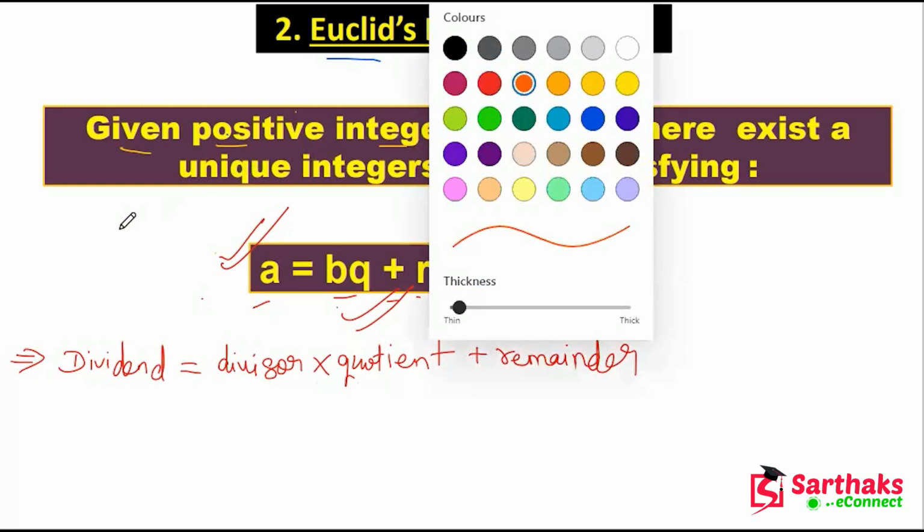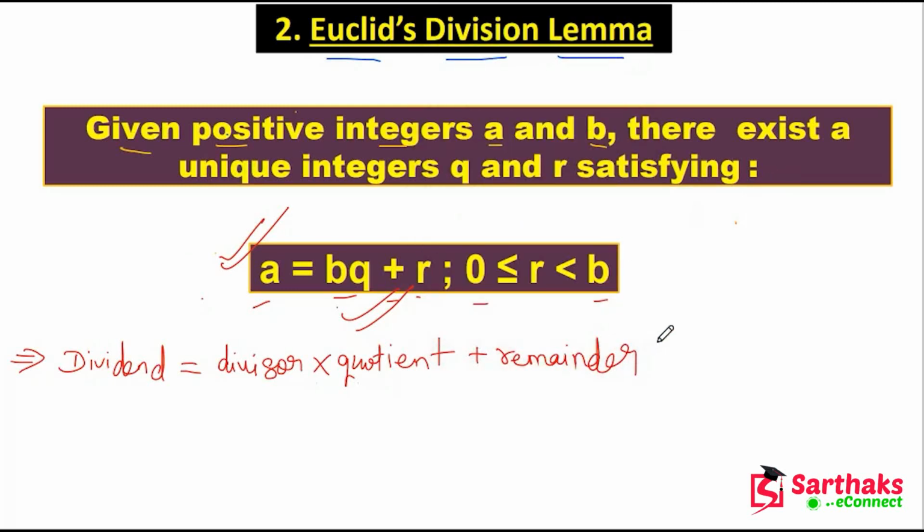Now we compare this equation with the other. Here a = bq + r. So what is a? a is our dividend. What is b? b is our divisor. And what is q? q is our quotient. And what is r? r is our remainder. So I hope you got this point. Dividend is equal to divisor into quotient plus remainder.